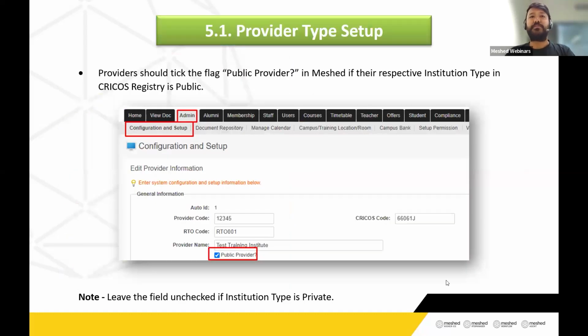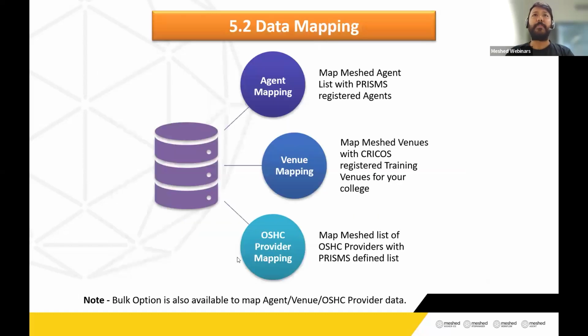So first thing is provider type setup. So you may be already familiar with this page. So you will see a public provider tick box here. So based on your Cricos registry, if you are a public provider, you just need to tick it. If you're not a public provider, then you leave it unchecked. So you can check your Cricos registration for getting this information. And if it's not applicable to you, if you're a private provider, then just leave it unchecked. So that's simple as that. It's one subset of your platform.